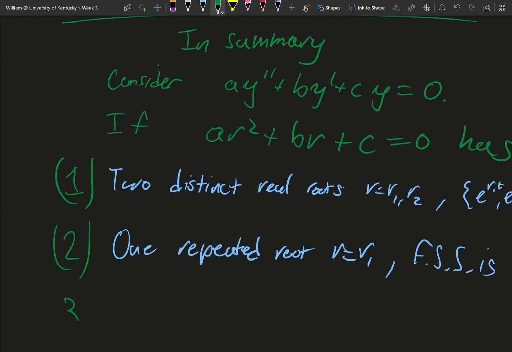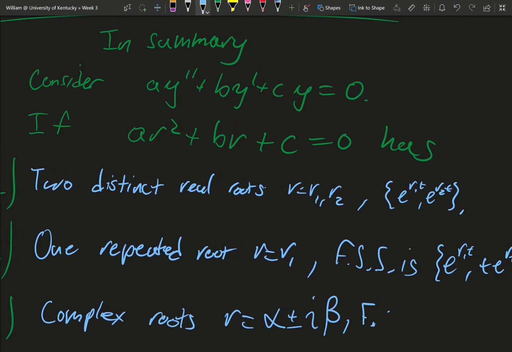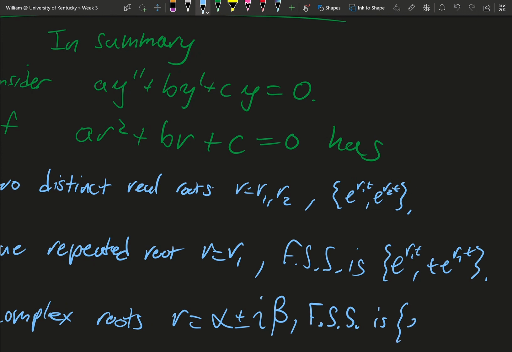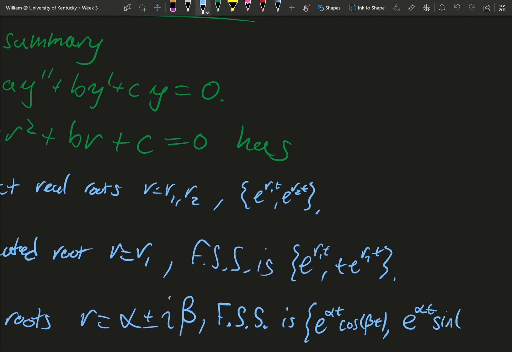And lastly, if we have complex roots, in which case it's always going to be of the form r equals, I'm not going to use r, I'll say alpha plus or minus i times beta, then we can see that our fundamental set of solutions is going to be e to the alpha t times cosine of beta t and e to the alpha t times sine of beta t.